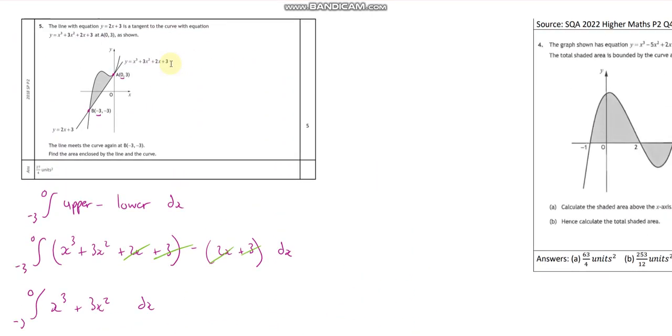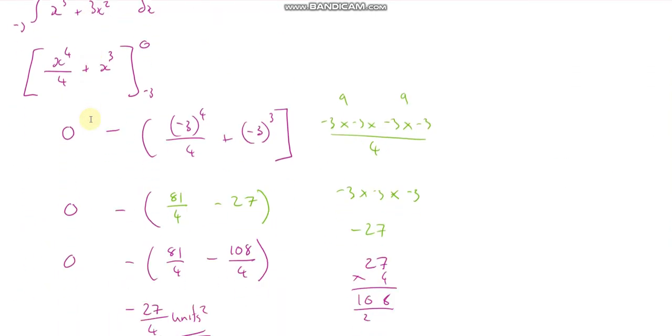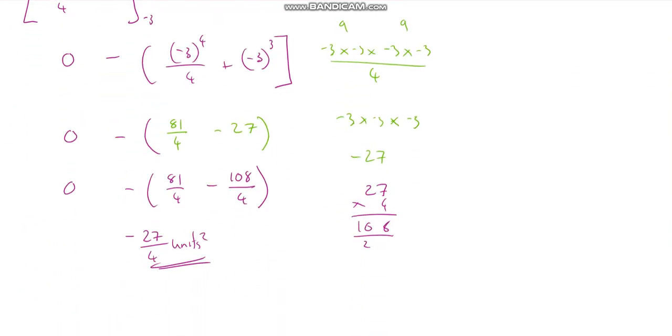So if you have a little look, -27 over 4 units squared, that's fine. The negative means I must have made a little mistake with my upper and lower, although I don't quite see how that's the case. Let me have a think. Of course. So that comes out as -27 over 4, but there's two negatives, isn't there? This bit comes out as negative, but I have to have the negative in there. So that's plus 27 over 4.